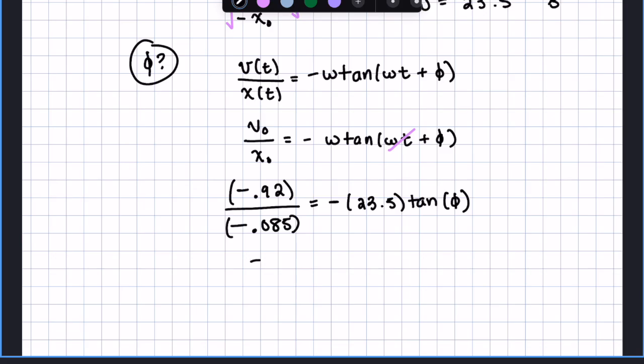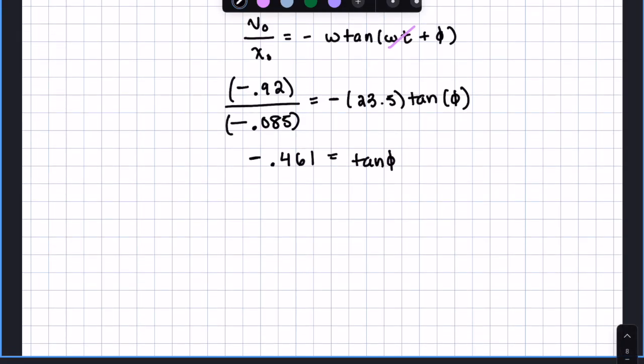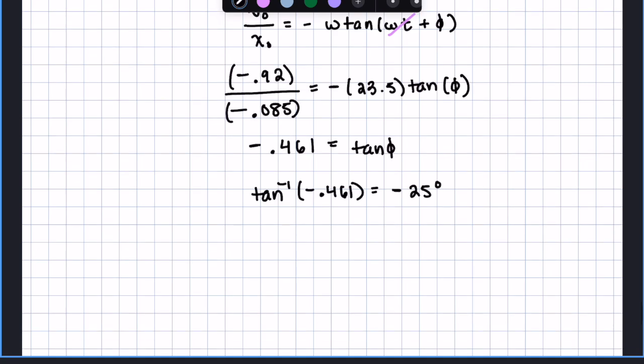I get a negative 0.461 is equal to my tan of phi, tan of the angle phi. And then if I do inverse tangent of that, ooh, I actually think I had some nice figures that went along with this that maybe I'll pull up here in a second. Also, my calculator's in degrees right now, so I'm going to report this in degrees. So I get basically negative 25 degrees for my angle phi from this.